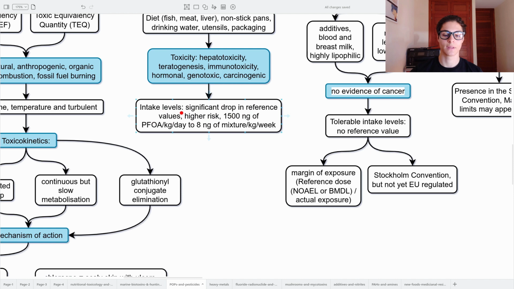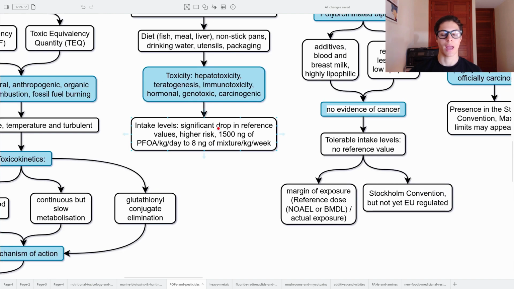Intake levels. There is a significant drop in reference values. There is a higher risk because of that. Because if we lower the reference values, a lot more people will be diagnosed as exposed to those toxic substances. And the change was from 1500 nanograms of PFOA per kilogram per day to only 8 nanograms of the whole mixture of all perfluoroalkyl substances per kilogram per week. So as you can see, a significant drop in reference values.